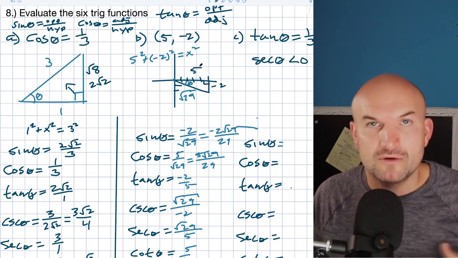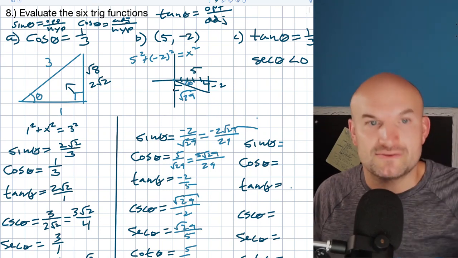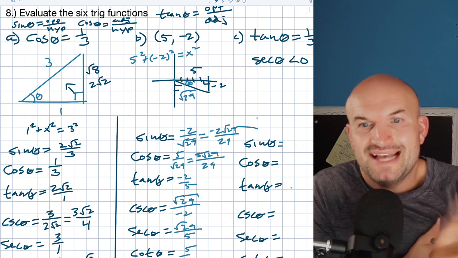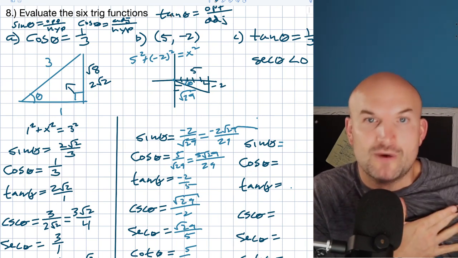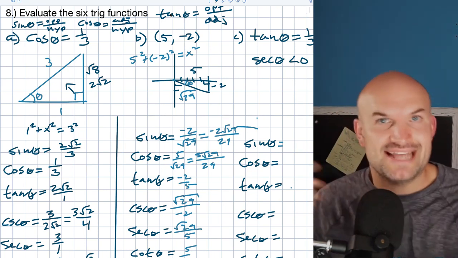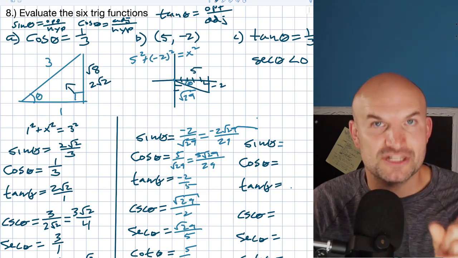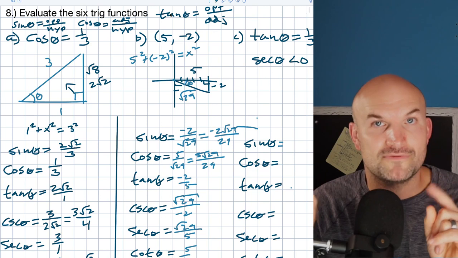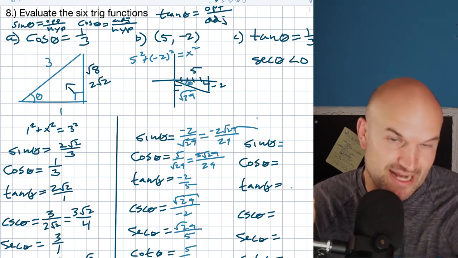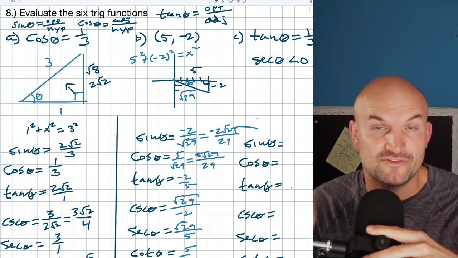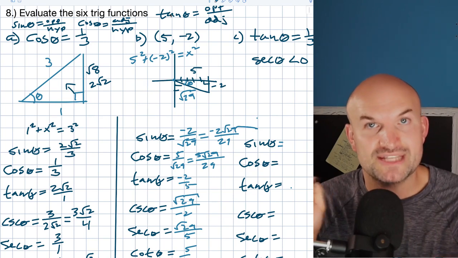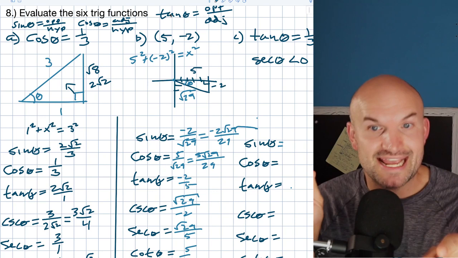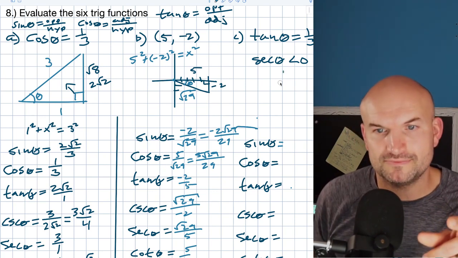Remember, secant represents 1 over x, right? Let's think about the coordinate point, 1 over x. Well, when is x negative? X is negative in the second and the third quadrant. Now, when is tangent positive? Tangent is positive in the first and the third quadrant. So secant is negative in the second and the third.